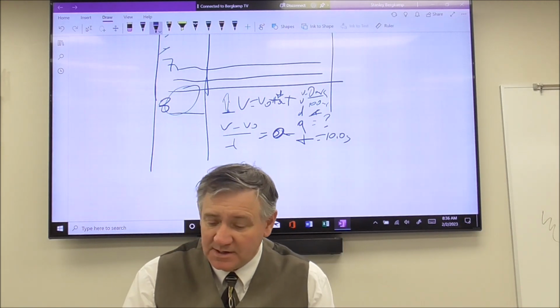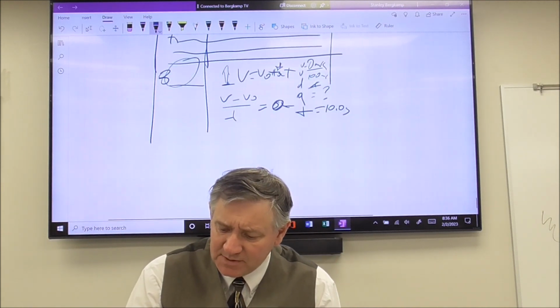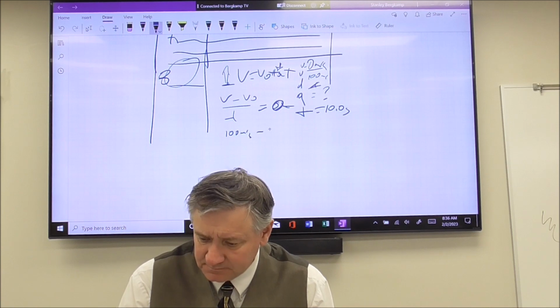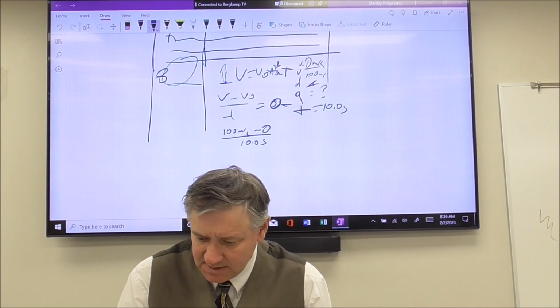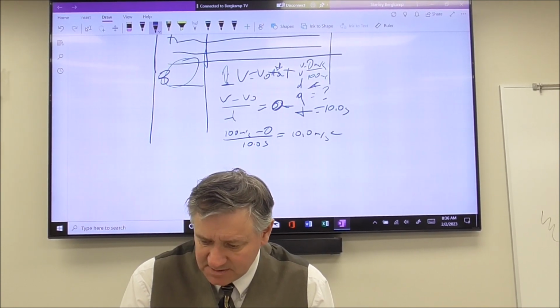Now that I'm to this point, I can put in the numbers. I can take 100 meters per second minus 0, divided by 10 seconds, and you get 10 meters per second squared.